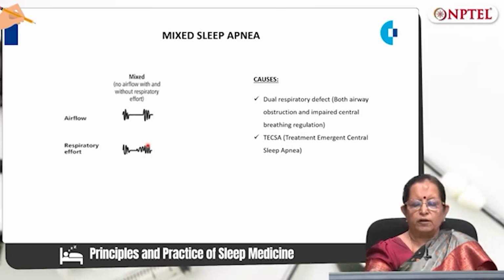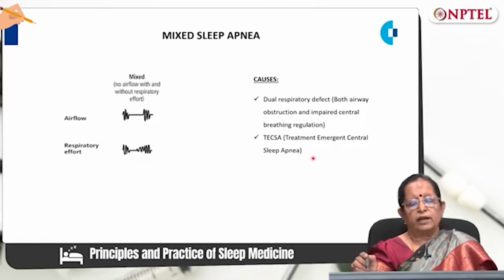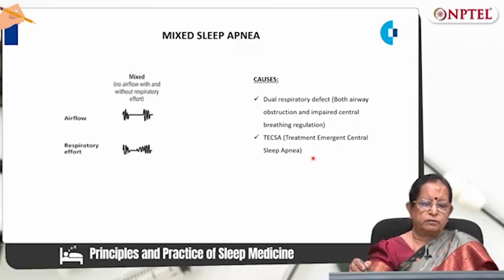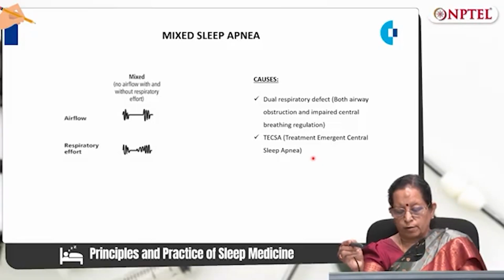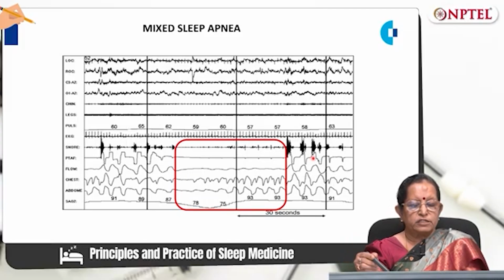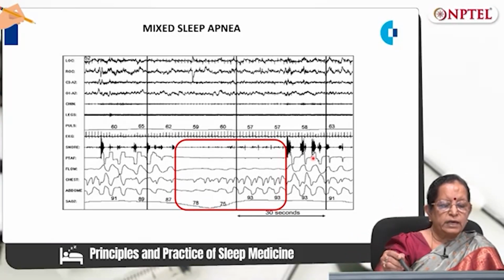And one more thing, I will talk to you about treatment emergent central sleep apnea. There also we get mixed sleep apnea. When you are giving treatment for obstructive apnea, central apnea will start. That is called treatment emergent central sleep apnea. See, this is mixed apnea. Can you see here?